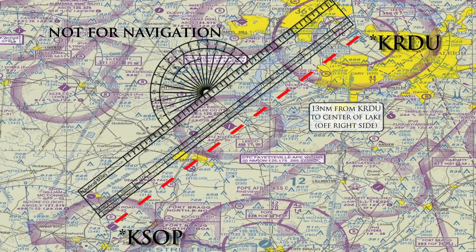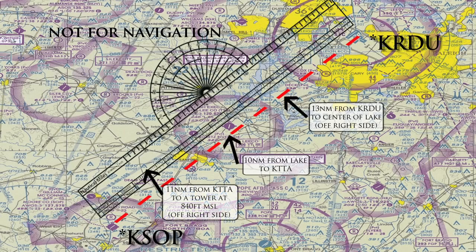From the lake, our next checkpoint is going to be Raleigh Exec. If you're going the right way, it shouldn't be difficult to miss an airport right in the middle of your flight path. Once we pass Exec, there aren't too many other landmarks in the area, so we're going to have to use some intersecting roads that you can see on the sectional. In addition to the roads, just to make sure we are headed the right way, there should be an antenna off to your right extending from the surface up to 840 feet MSL. Next stop, Moore County Airport.